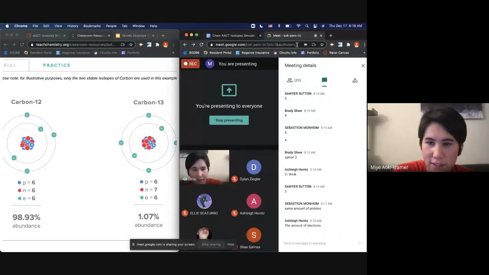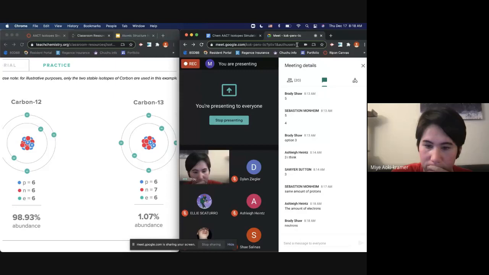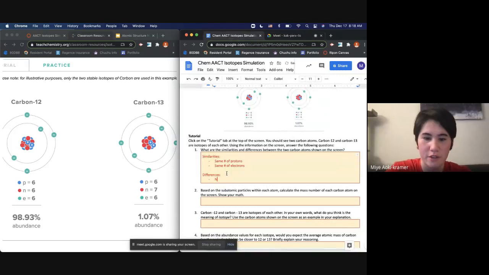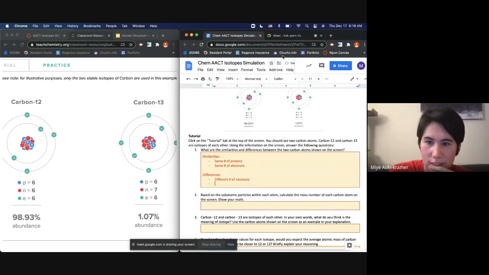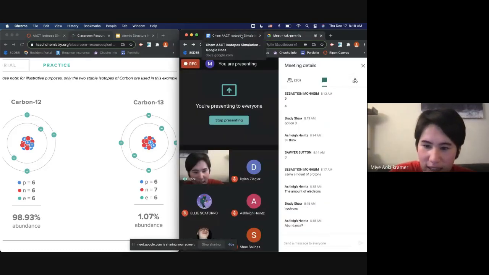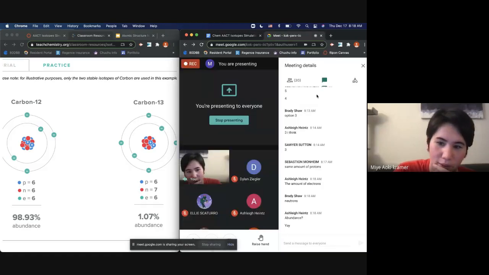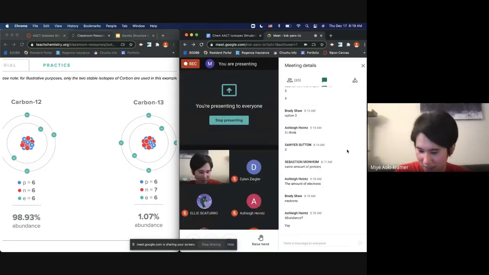Anybody notice any differences? Neutrons are different. Good. So we have different number of neutrons. Does anyone notice anything else? Yes, Ashley, abundance. Their abundances are different. So we have different abundances. All right. How about anything else? Anybody else notice anything different?